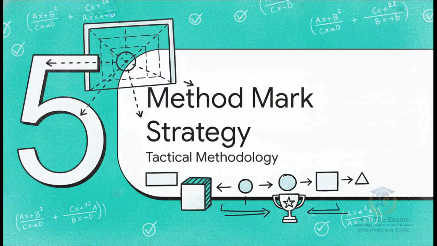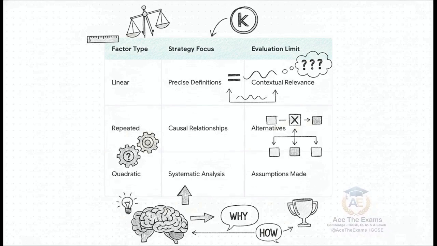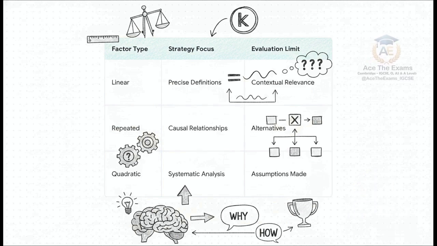Section 5, the method mark strategy. We are now entering the scoring zone. Let's do a 60-second visual data scan. Look at how this table systemizes the math, showing how different factor types demand totally different analytical approaches. For linear factors, your strategy focus is precise definitions. You need one distinct constant, like a, over each linear factor.